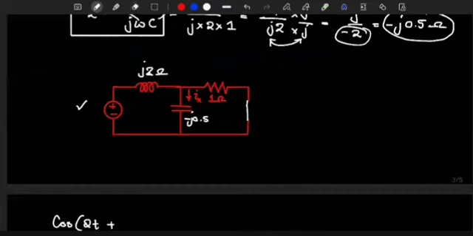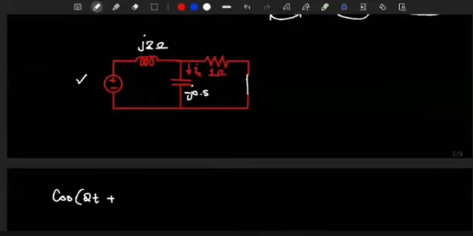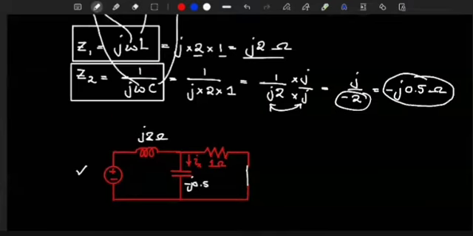Yes, so if you multiply, you have j over 2j squared. j squared is -1. That means that you have -2, and then -1 over 2j, which is -j0.5 ohm. Yes. Okay.